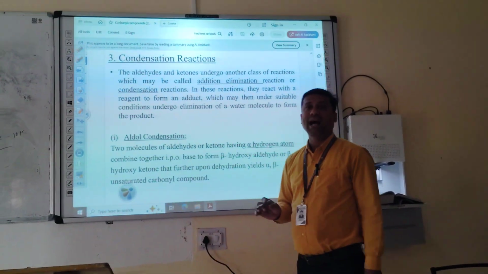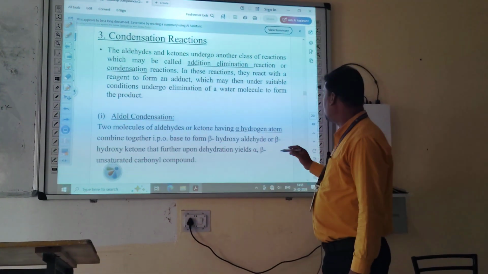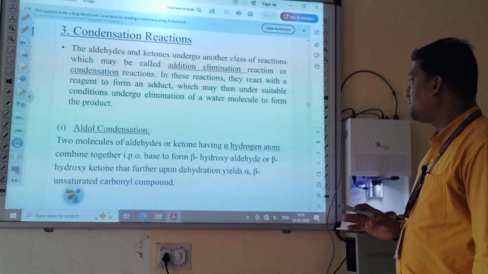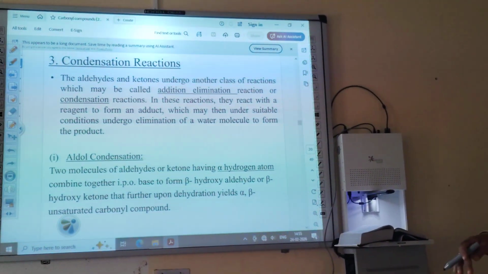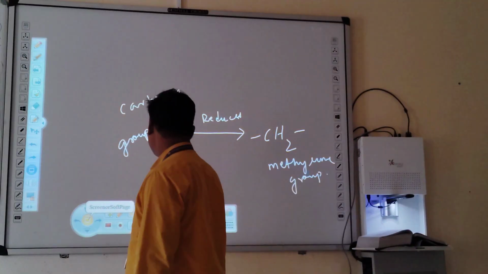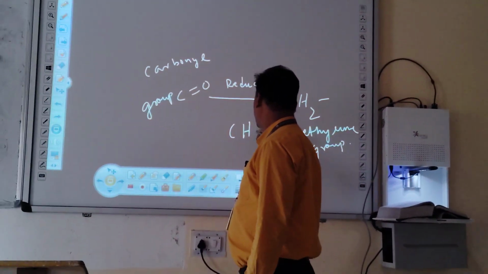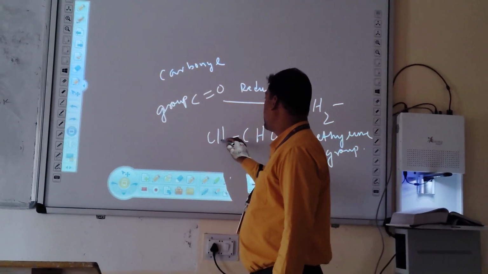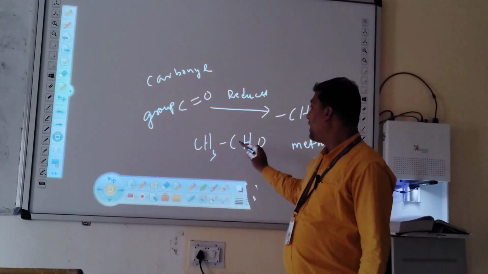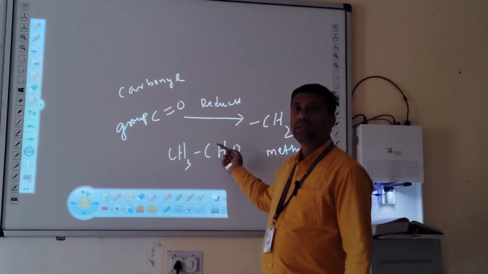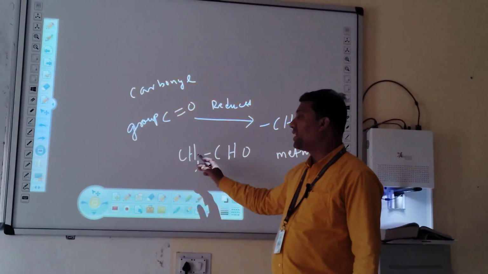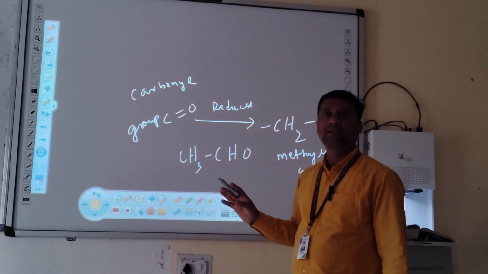The first example is aldol condensation. Here, two molecules of aldehydes or ketones having alpha hydrogen atoms. What is an alpha hydrogen atom? Do you know? This is CHO, and CH3. Here three hydrogen atoms are there, and the carbon nearest to the functional group, bearing the hydrogen atoms, gives what are known as alpha hydrogen atoms. Here three alpha hydrogen atoms are there.